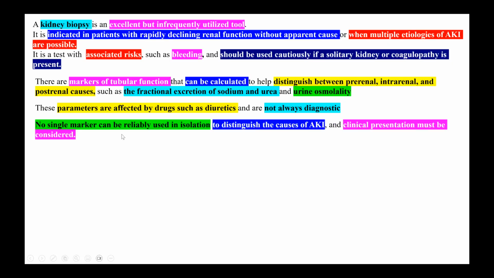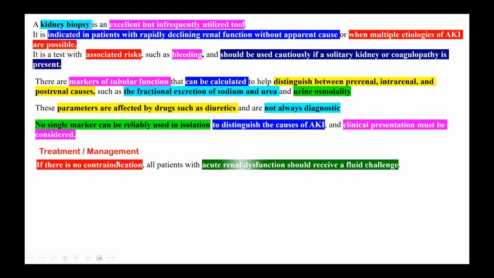No single marker can be reliably used in isolation to distinguish the causes of AKI, and the clinical presentation must be considered in all these things. In treatment and management, if there is no contraindication, the first thing is a fluid challenge. Make sure that there are no cardiac contraindications, mainly a patient with compromised cardiac function who cannot tolerate a fluid overload. It may be disastrous to give a fluid challenge, which will result in pulmonary edema.